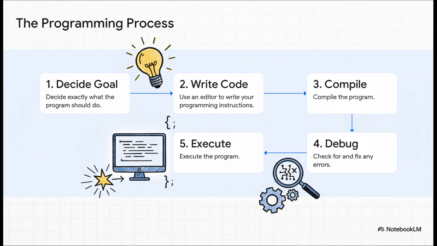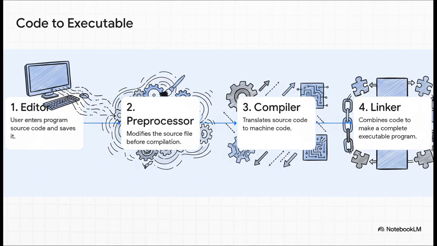Next, you have to compile the code. We'll get to that in a sec. Then, you fix all the typos and mistakes. And finally, you run the program and see your idea come to life. Now let's zoom in on that middle part, because that's where the magic happens. After you write your code, a few things happen automatically. A preprocessor comes in and cleans it up a bit. Then the compiler does the most critical job of all. It translates your human-friendly code into machine code, the ones and zeros the computer actually gets. And finally, a linker puts everything together into the final file you can click on and run.